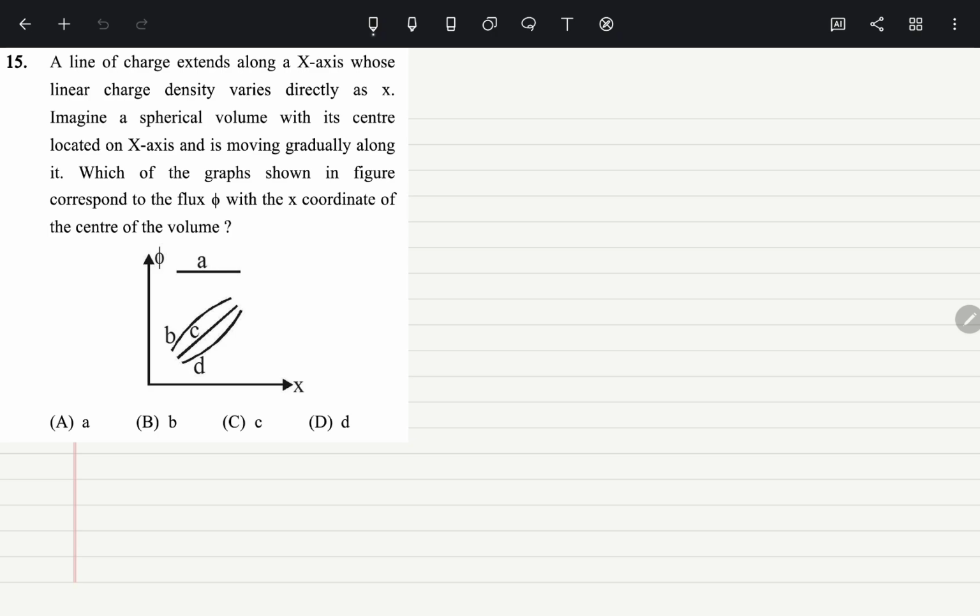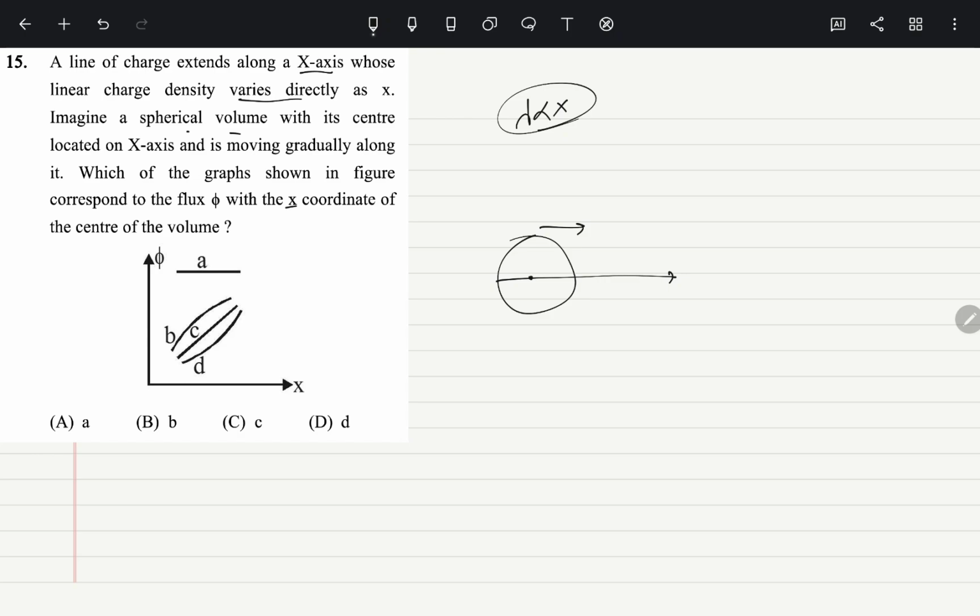Question number 15. A line of charge extends along the x-axis whose linear charge density varies directly as x. Imagine a spherical volume with its center located on the x-axis. So this is the spherical volume. Its center is on the x-axis, which is moving gradually along it, in this direction. So we need to find which graph of flux versus x coordinate is correct.